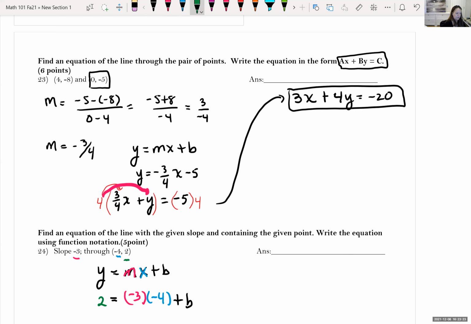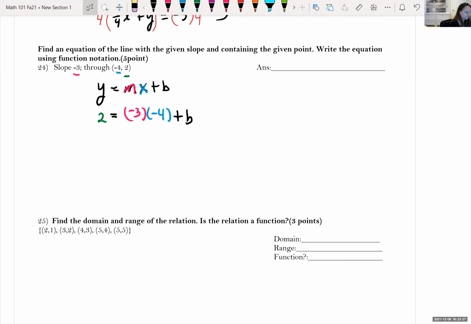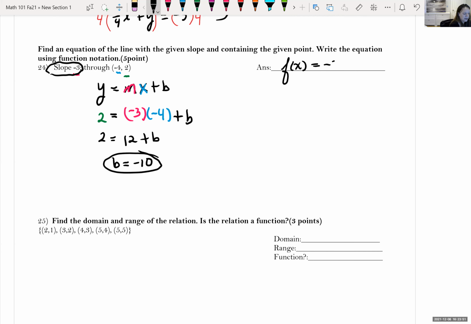So let's solve for what b is. 2 is equal to -3 times -4, which is 12, plus b. Subtracting 12 on both sides of the equation, we get b is equal to -10. So b is -10, our slope is -3, and it wants function notation. So let's say f of x. So f of x is equal to our slope -3 times x minus 10.